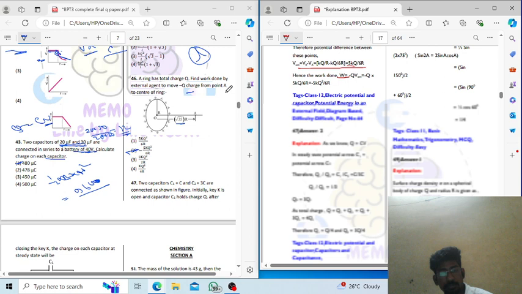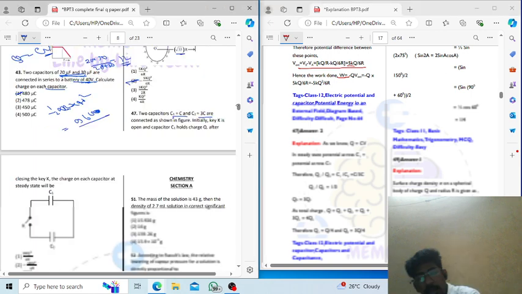C1 is this, C2 is this. These two are connected in parallel or series? There is a key, it is in open position. As these two are connected in parallel, their charges are not equal, but their potential is equal. So as we know, Q equals CV. So Q1 equals C1 V, Q2 equals C2 V.